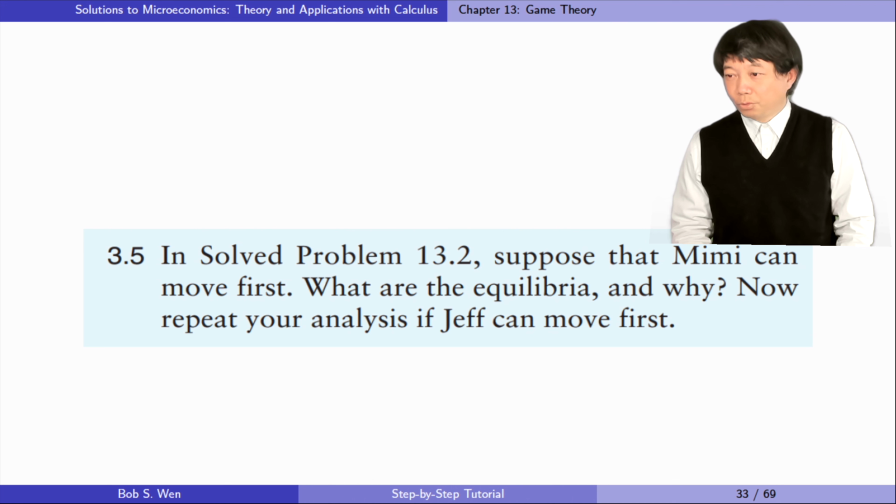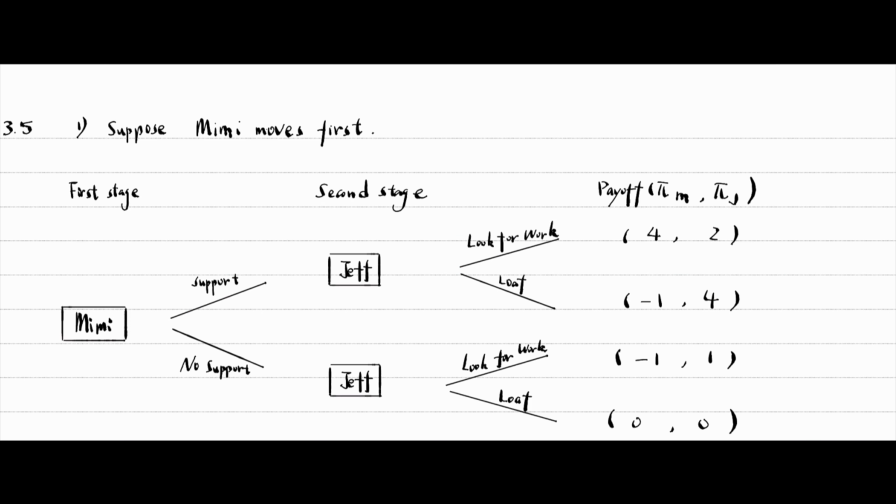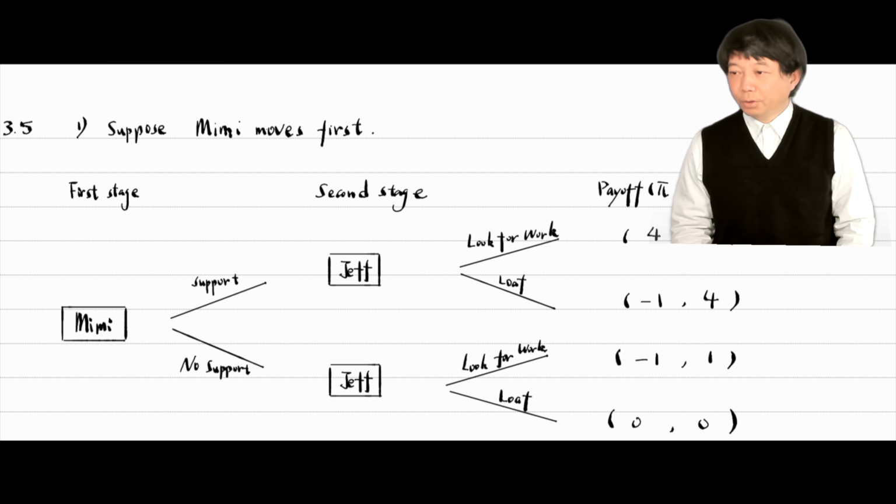Here's exercise 3.5. In solved problem 13.2, suppose that Mimi can move first. What are the equilibria and why? Now repeat your analysis if Jeff can move first. We draw a game tree and use the backward induction approach to find the subgame perfect Nash equilibrium.